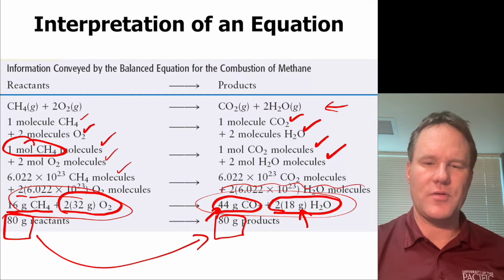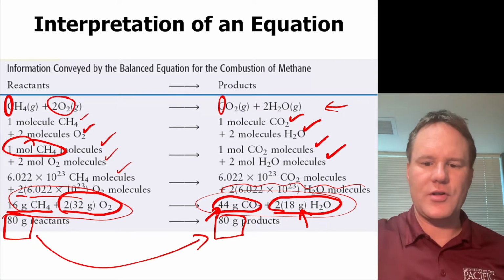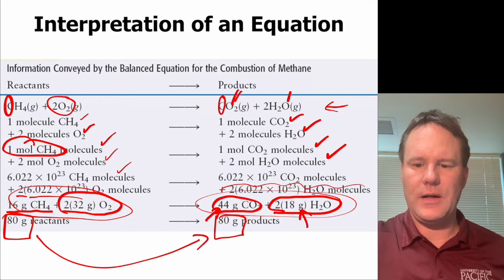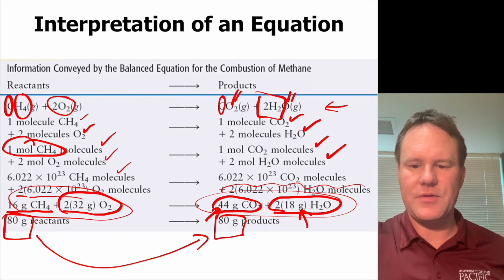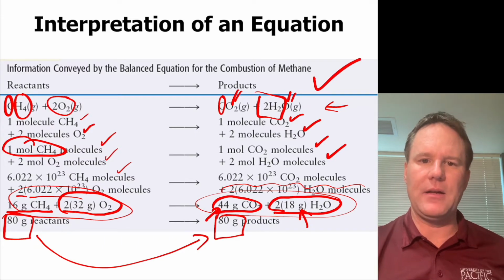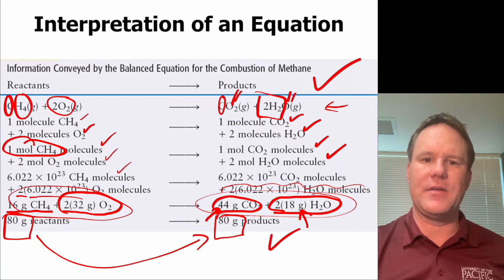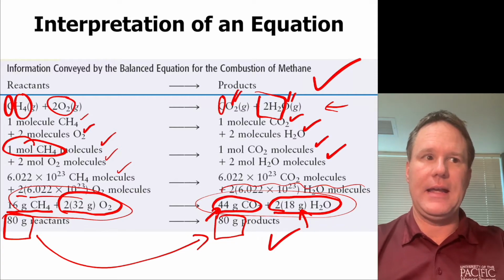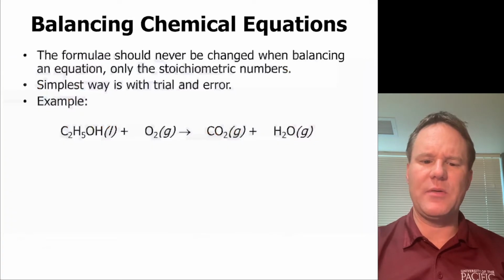You can, of course, also check that the atoms were not lost. So 1 carbon, 4 oxygens, 1, 2, 3, 4 oxygens, and then 4 hydrogens here. 2 times 2 is 4 hydrogens there. So it all checks out. It is a balanced chemical equation from which we get a balanced answer on the grams of the reactants and the products. And now just a little sidestep on how we would balance equations.